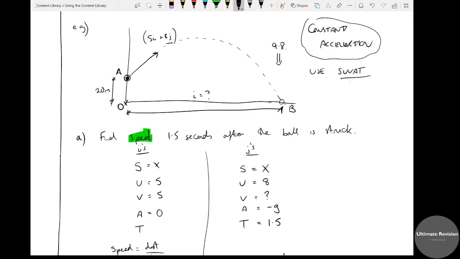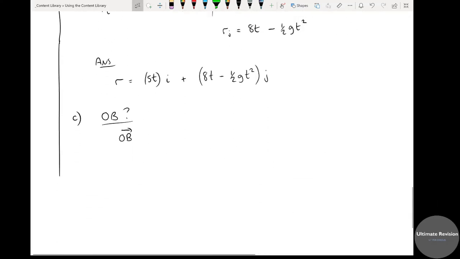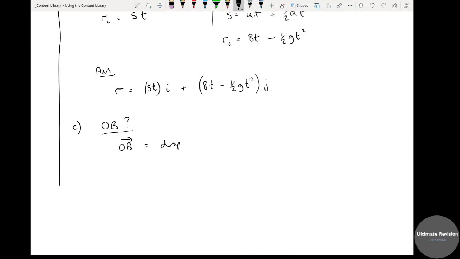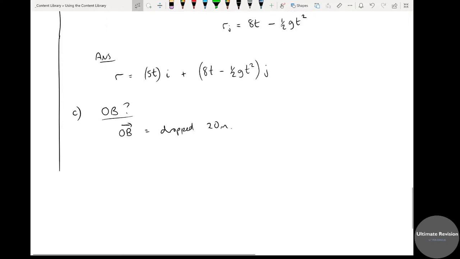But I do know how far it's dropped. So it's definitely dropped 20 meters. So I know using the J components, well, in fact, I don't even need to do that. I know that this part of the vector here must be negative 20 because it's dropped minus 20. So I know 8t minus half g t squared must equal negative 20.